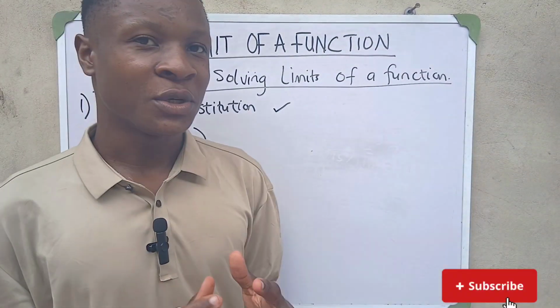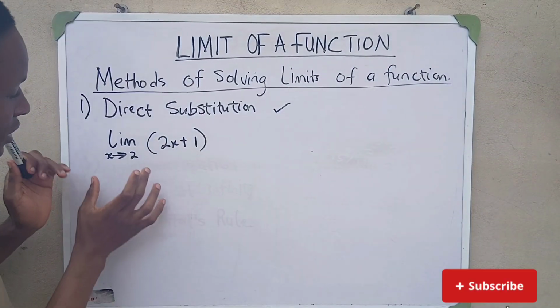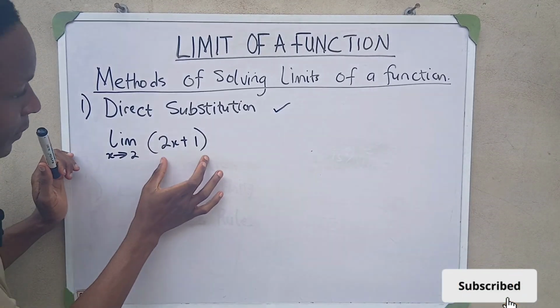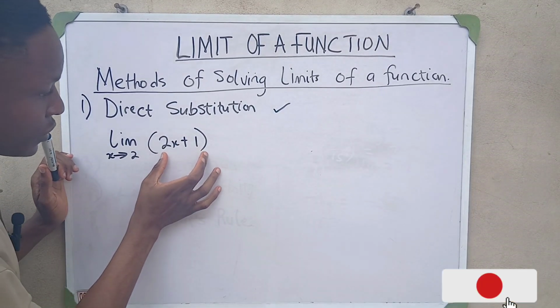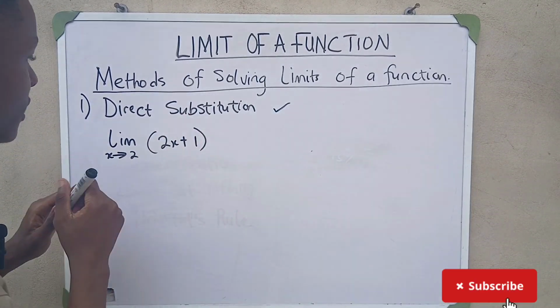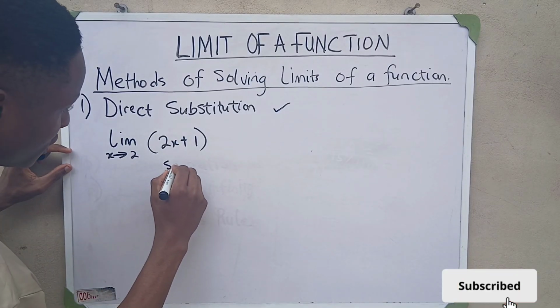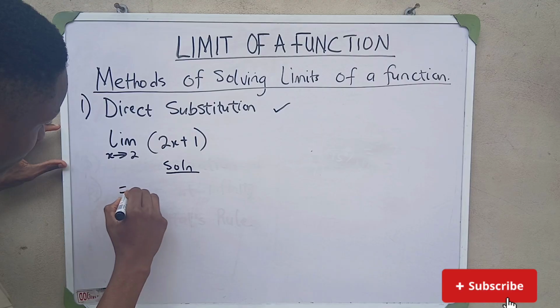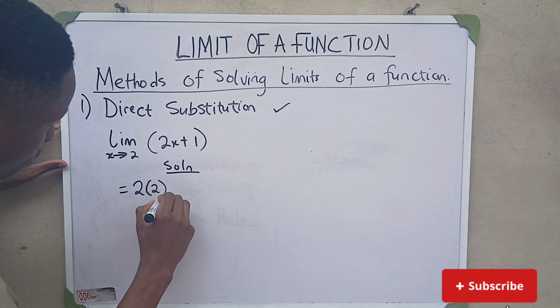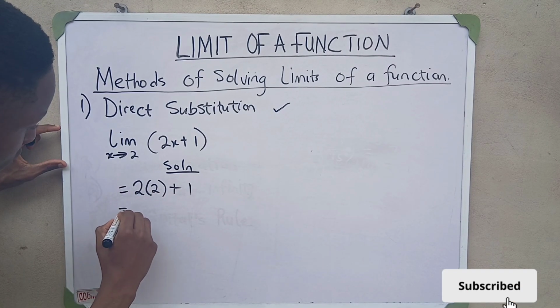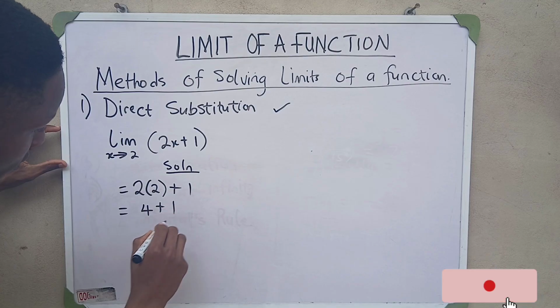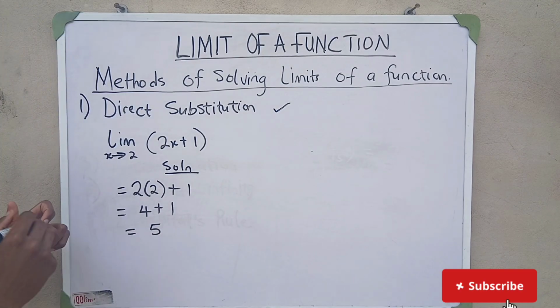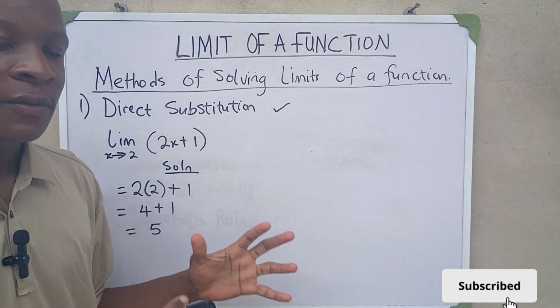In direct substitution, what we do is that we just substitute the value of x into this function and we get our answer. So we have solution. So putting x here, we have 2 into 2 plus 1. So we have 4 plus 1. That's 5. So this is how to solve for direct substitution.